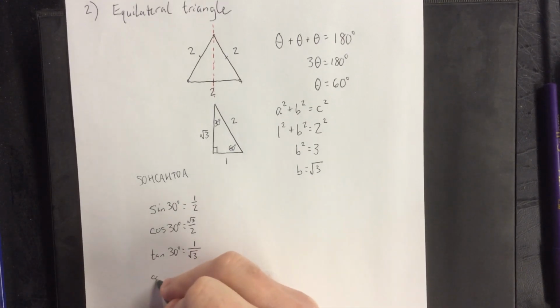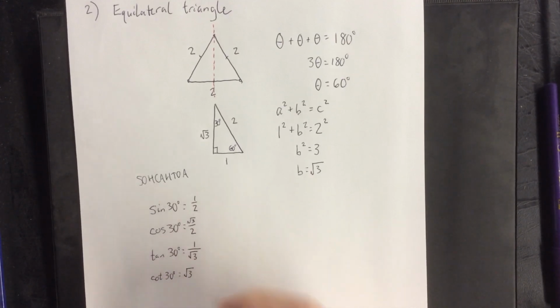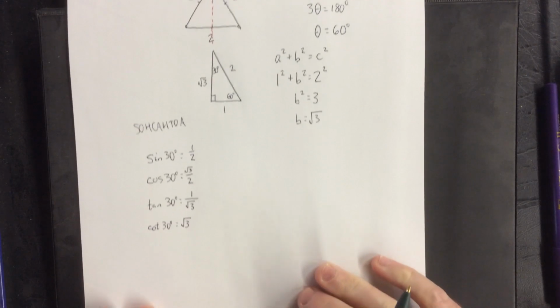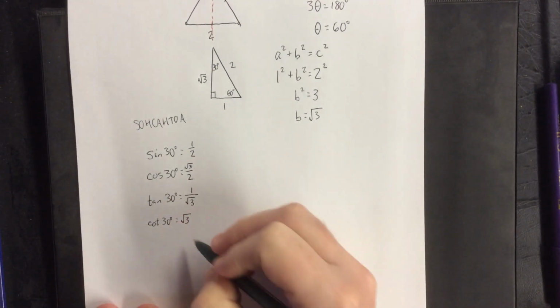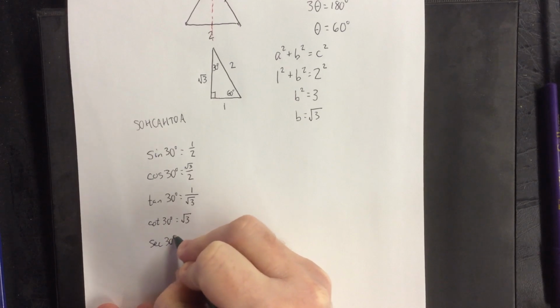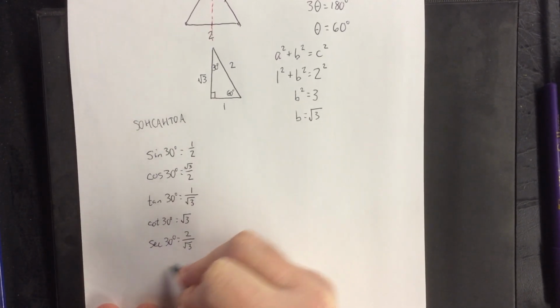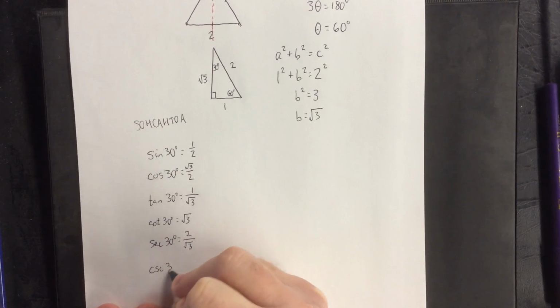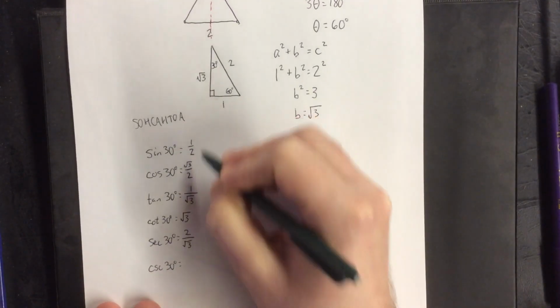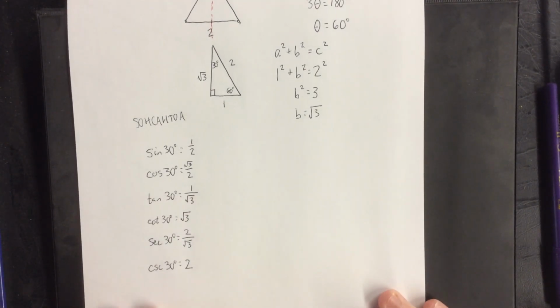We can also use some reciprocal identities to figure out the other ratios. Cotangent is the reciprocal of tangent. That'll be root 3 over 1. Secant of 30 degrees would be the reciprocal of the cosine, so that's 2 over the square root of 3. Cosecant is the reciprocal of sine. That'd be the reciprocal of 1 over 2. So that would be 2 over 1.